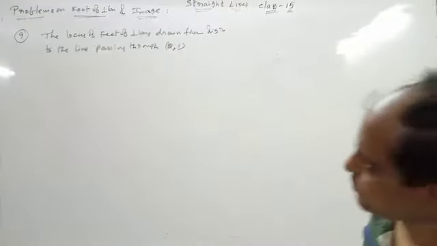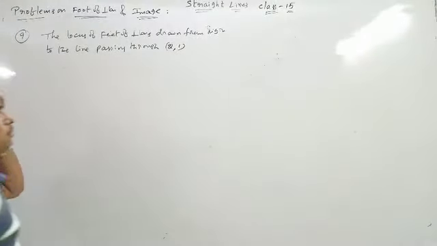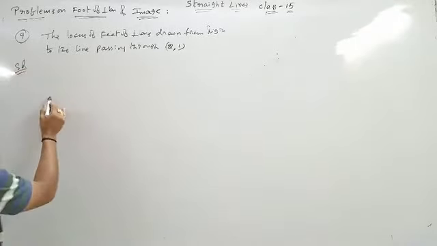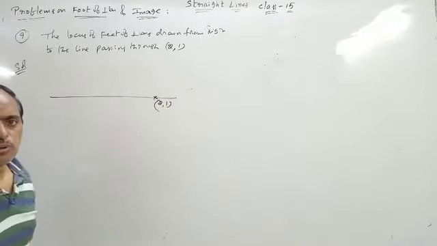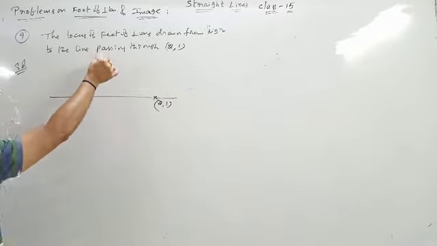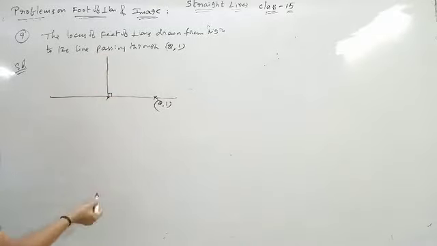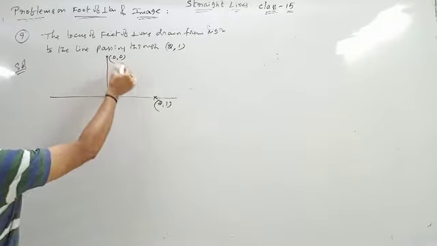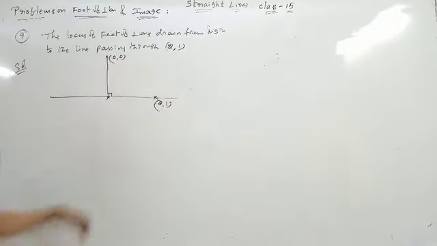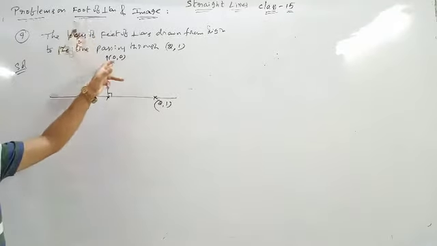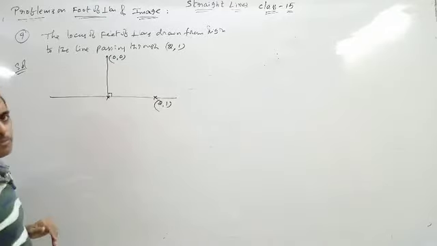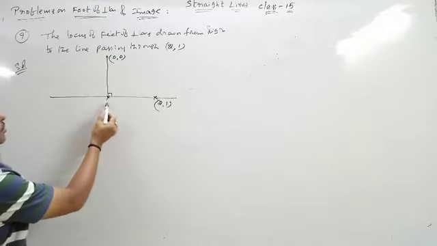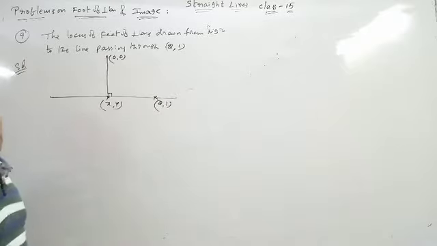You see, the locus of feet of perpendiculars drawn from origin to the line passing through 2, 1. So there is a line which is passing through 2, 1. Now this will be the perpendicular. This is the foot, where the perpendicular is drawn from origin. Am I right? So we draw a perpendicular from origin to a variable line which is passing through 2, 1. Find the locus of these feet of perpendiculars. Okay. Now let us suppose x, y.